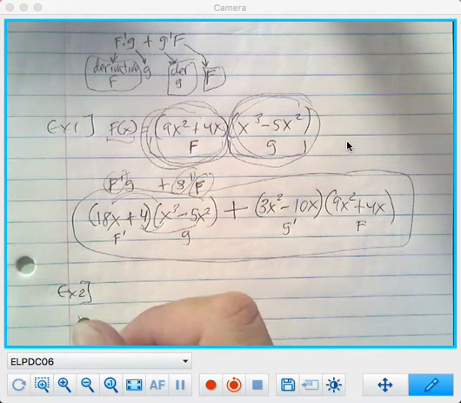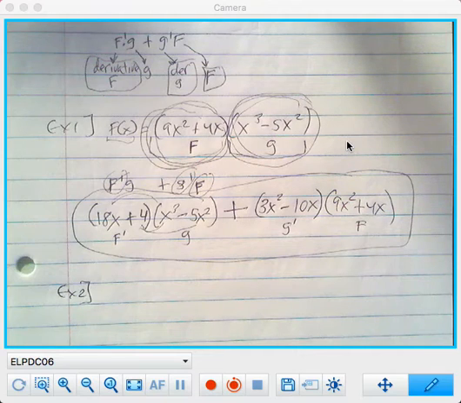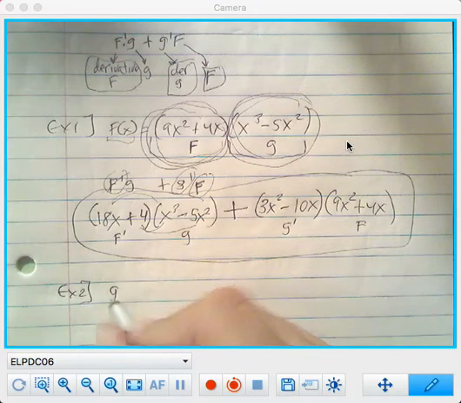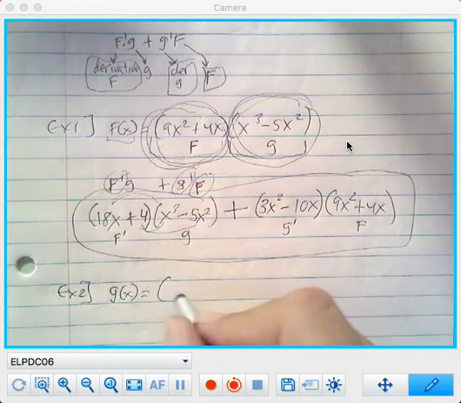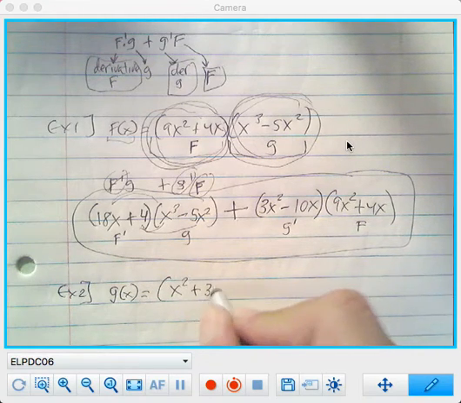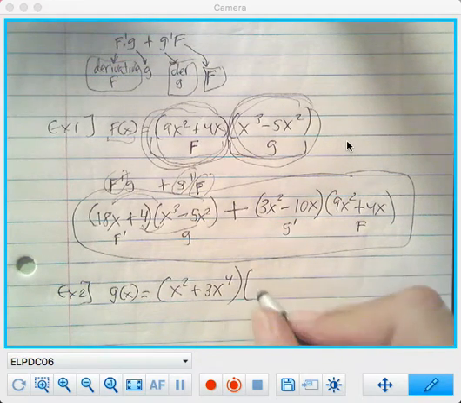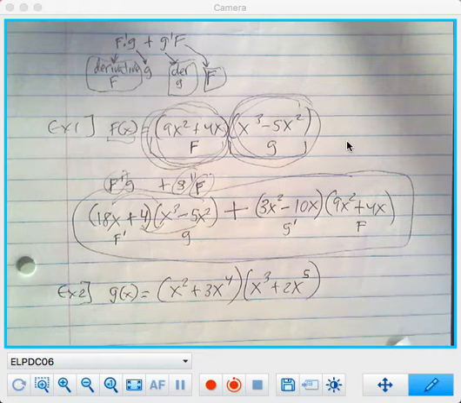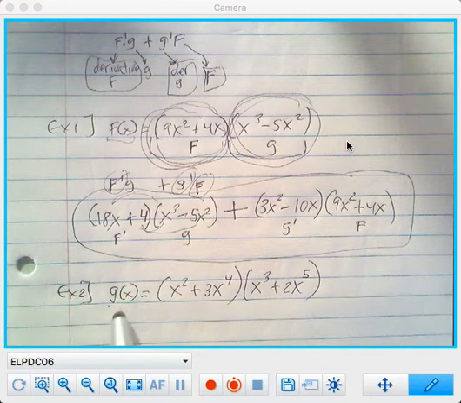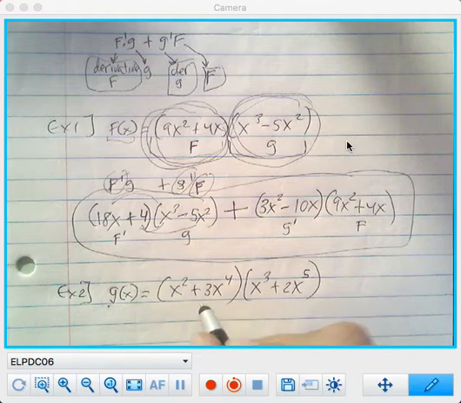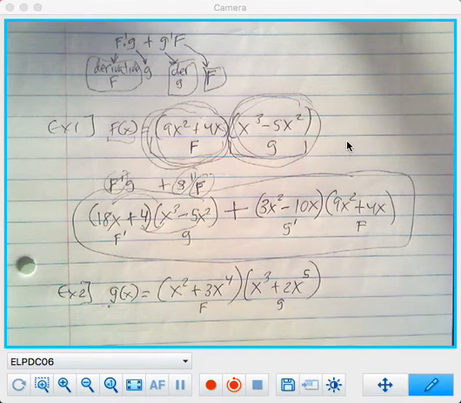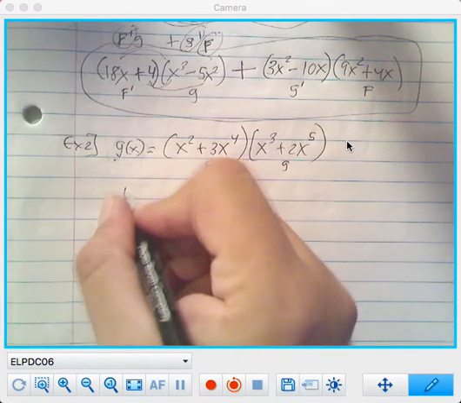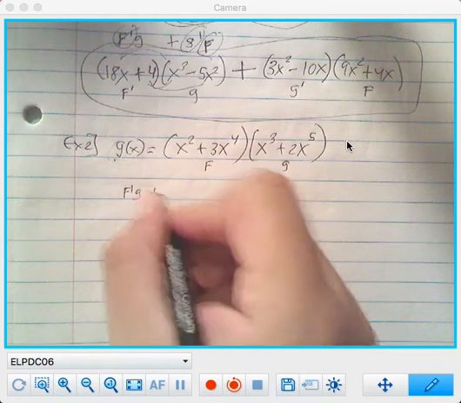Let me do an easy one because this one is hard. Just so you see, I'm going to call this g of x. This is going to be x squared plus 3x to the 4th times x cubed plus 2x to the 5th. The reason I'm calling this g is so you know that this is just the name of the function. We're still going to call this f, and we're still going to call this g. So what's the first step? Copy the formula: f prime g plus g prime f.